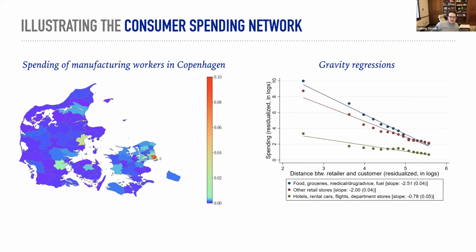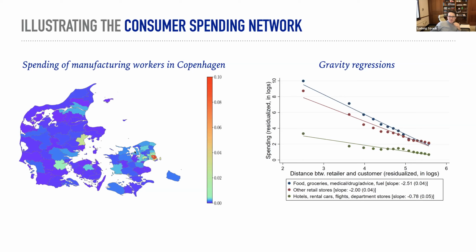Just two simple plots. Here on the left, you see spending of a particular household cell. In this case, I picked manufacturing workers in Copenhagen. You see Denmark. I don't know how familiar you are with the Danish geography. So this is the main island, Zealand. In Copenhagen, it's this red dot over here. So this is where they live. So clearly they spend the most where they actually live.